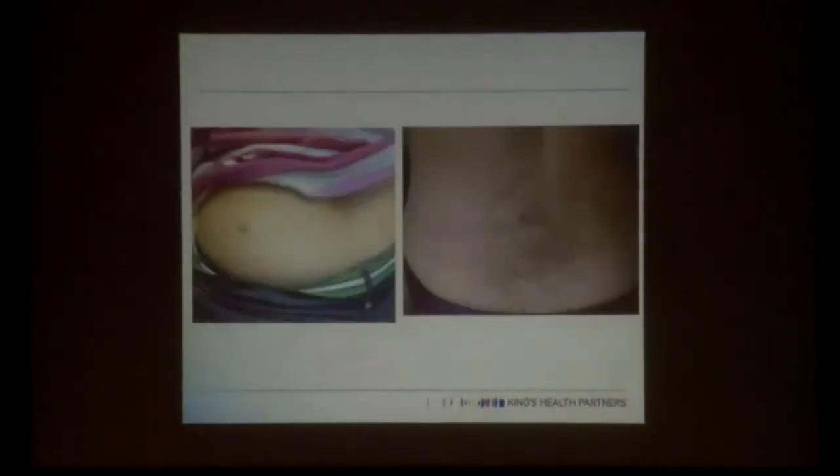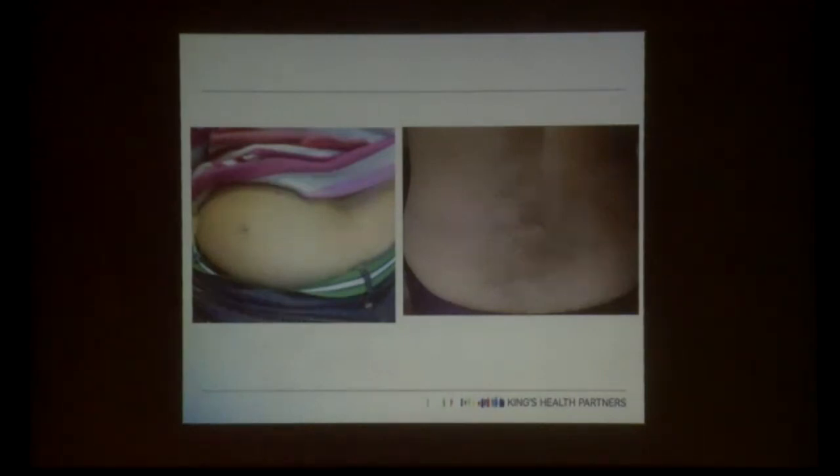So that's how we decompress. We see both exiting and traversing. This was a disc which was migrated inferiorly. If you have a superior disc, you want to go back on that side, so you just work in the upward direction toward the exiting nerve root. So you can remove the upward migrated or a far lateral disc this way.